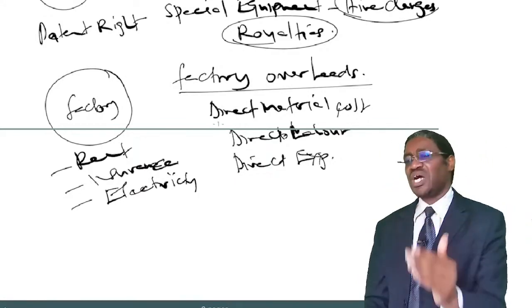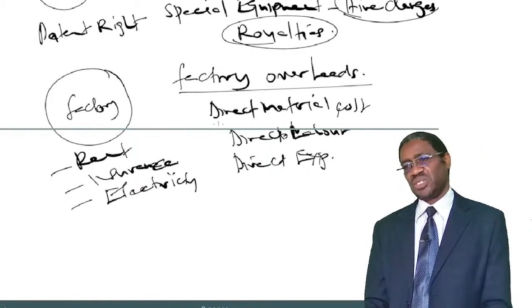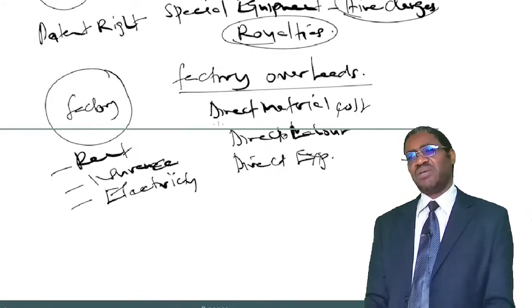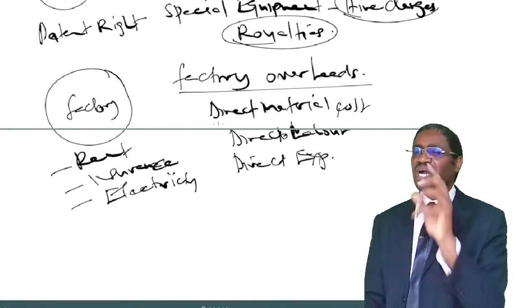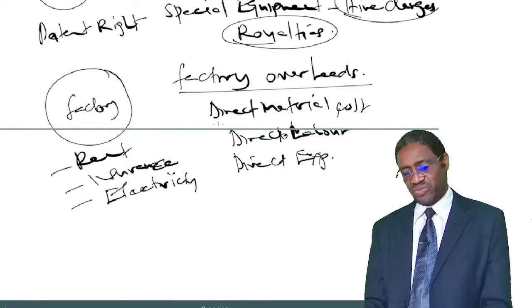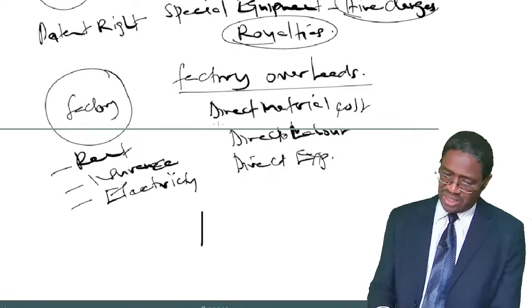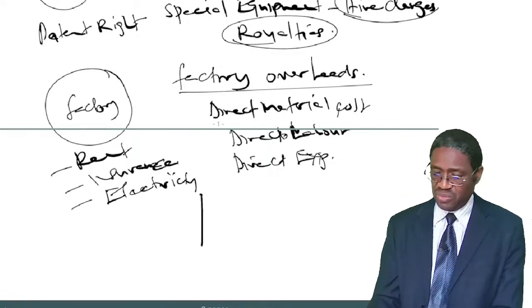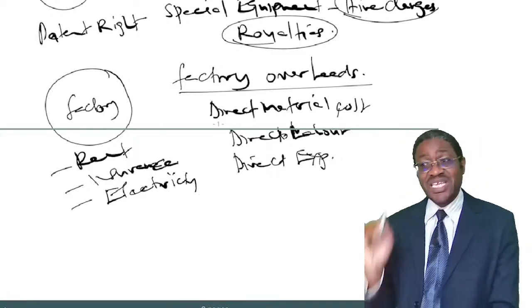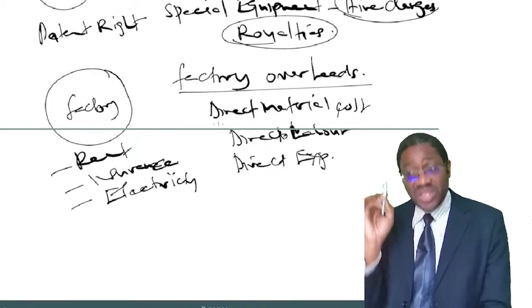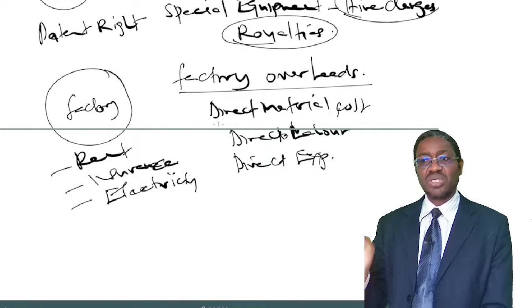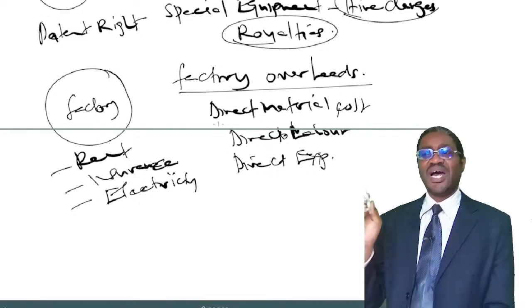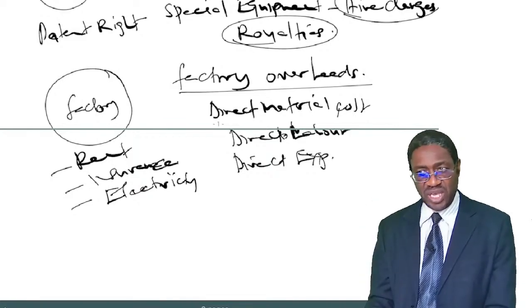That means they're incurred within the factory. What is a direct labor? Those costs of labor that are paid to the workers who are directly involved. Good. That is it about factory overheads. We have said what are they? Any other cost incurred within the factory but not a direct material cost, not a direct labor cost, and not a direct expense. Are you there? Good.